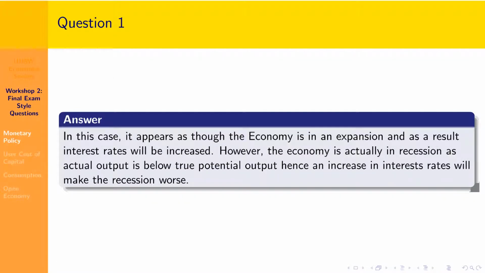Therefore, a misunderstanding of the potential real GDP can lead to wrong policy decisions because the government believes that the economy is in an expansion and in response will increase interest rates. However, the economy is actually in a recession as actual output is well below true potential output. This means that an increase in interest rates will in fact worsen the recession.